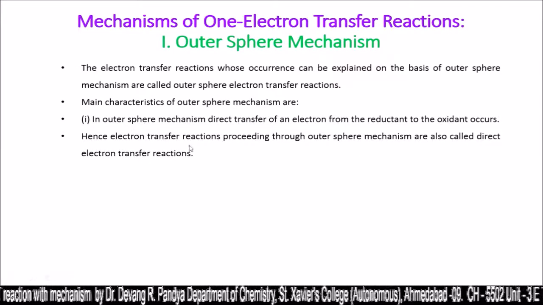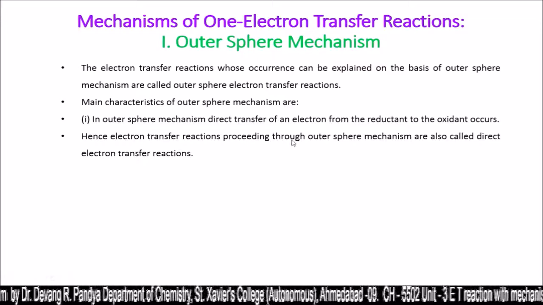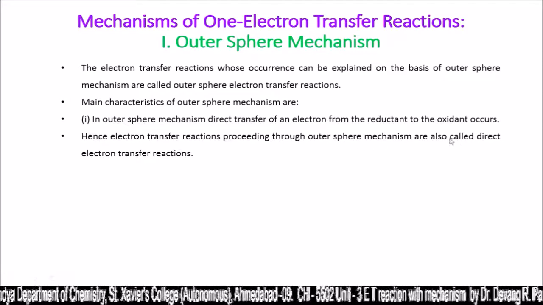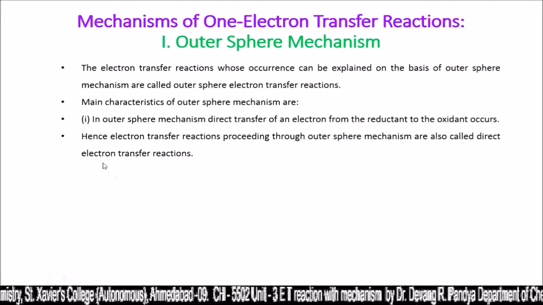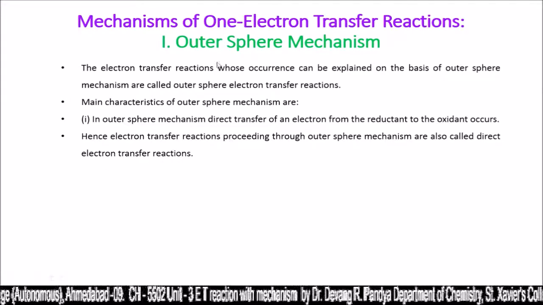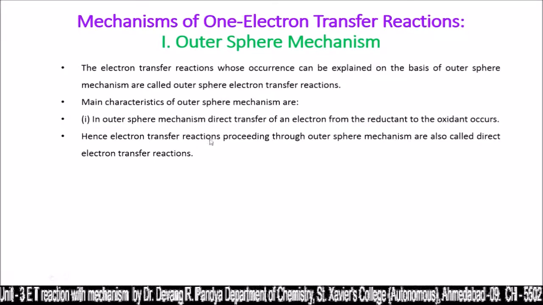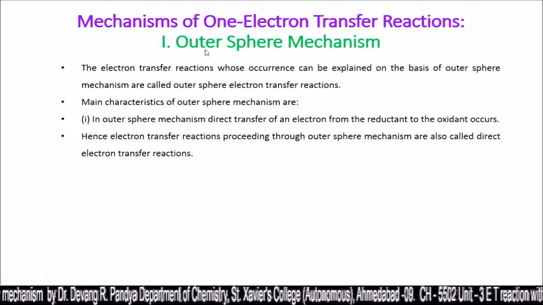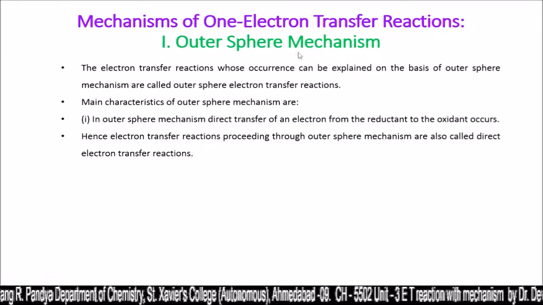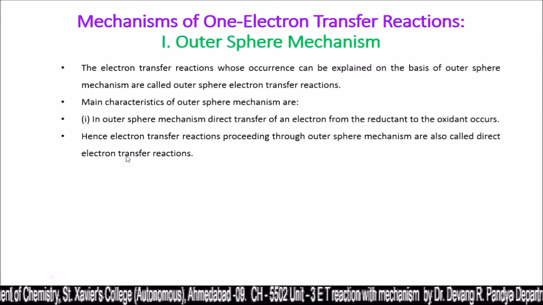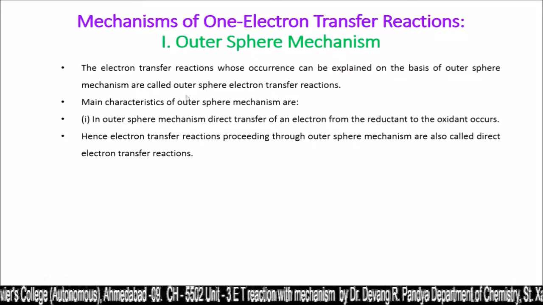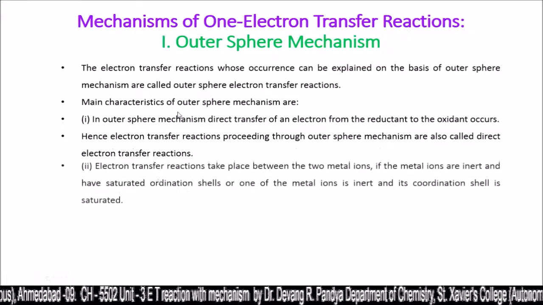Hence, electron transfer reactions proceeding through outer sphere mechanism are also called direct electron transfer reactions. So, another name of this outer sphere mechanism is direct electron transfer mechanism, that is also known as outer sphere mechanism. So if the examiner asks you about direct electron transfer mechanism, you need to explain outer sphere mechanism only.